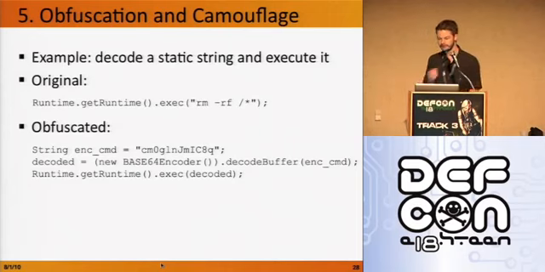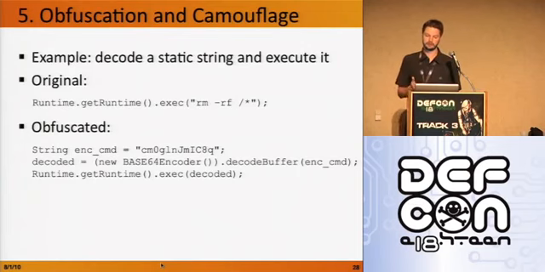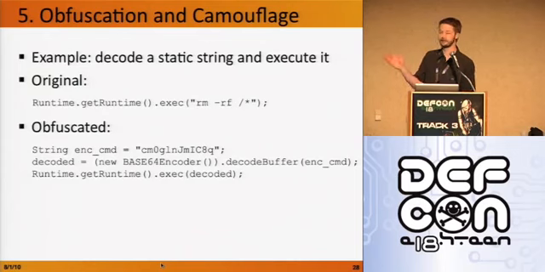Another one is, assume you want to hide the following piece of code. You want to remove everything in the root directory. So you want to rip out everything on a particular machine. But this statement is obvious to spot for a manual auditor. The way you can achieve that is you encode it with base64, for instance. Then you decode it on the fly, and you execute it.